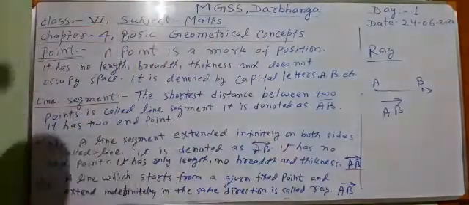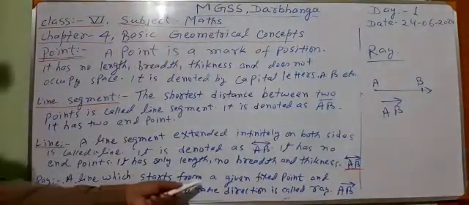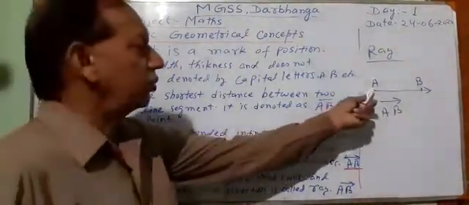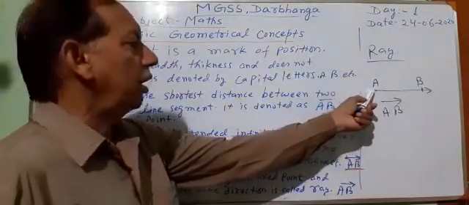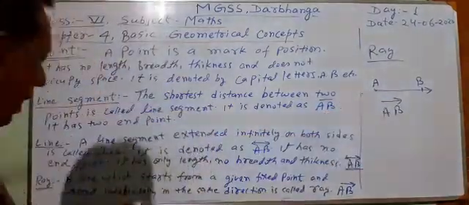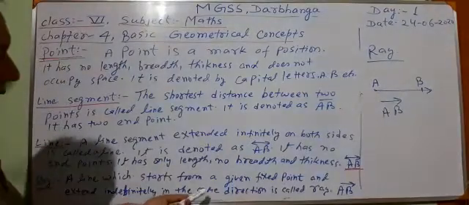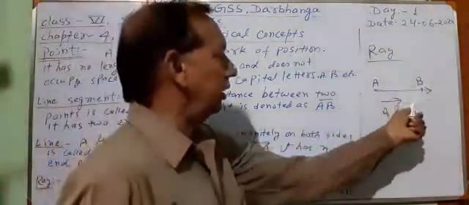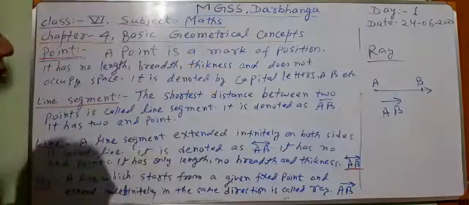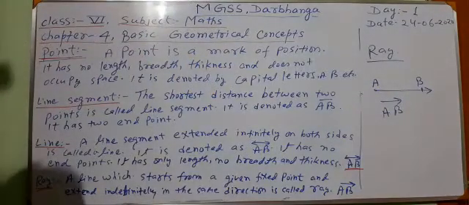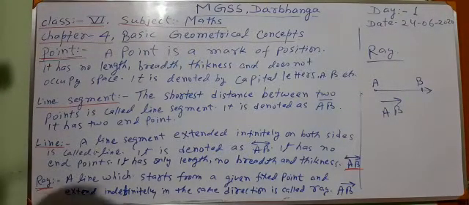A ray is a line which starts from a given fixed point. Here the given fixed point is A. A line which starts from a given fixed point and extends indefinitely in the same direction is called a ray. It has one end point.